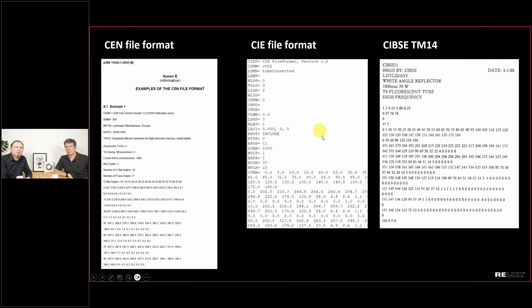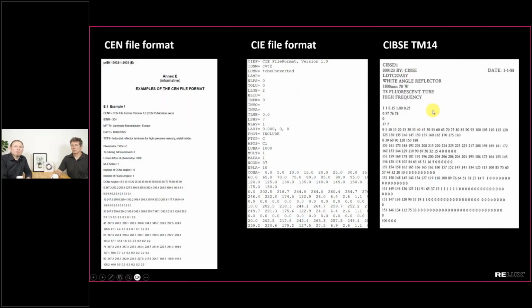Also the CIE format, it's close to the CEN format. There are also the same identifiers, but the CIE format is also not in operation. It's too exotic, and the most used of these three formats is the ZIP-C TM14.